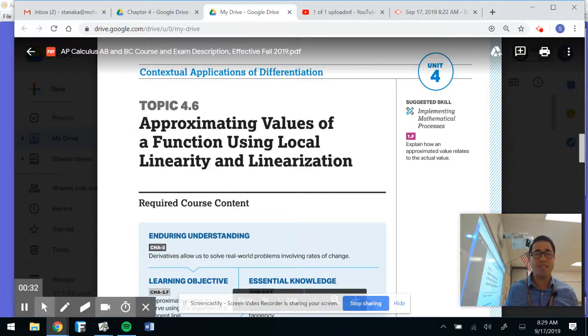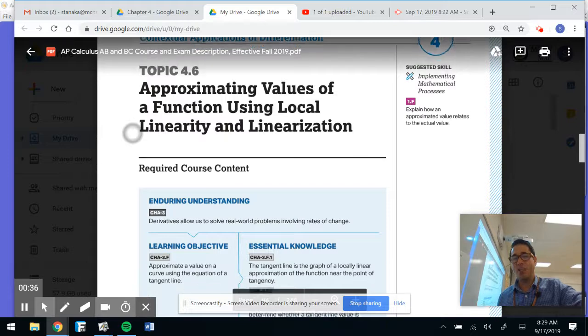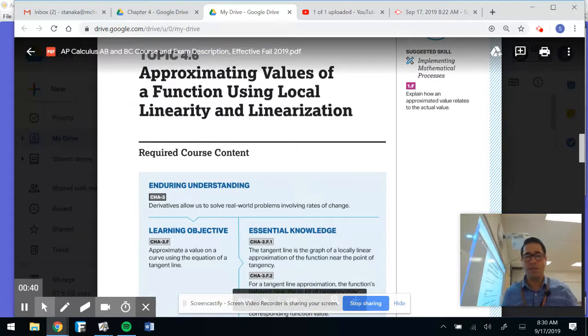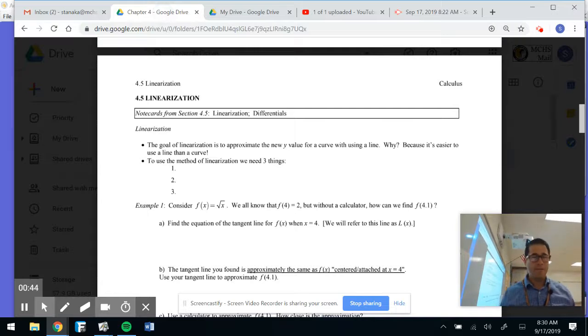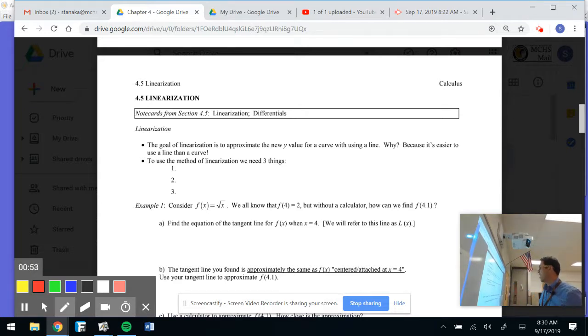All right, topic 4.6, approximating values of a function using local linearity and linearization. Look at your understanding, objective, and knowledge, and let's hit it. The goal of linearization is to approximate the new y value for a curve using a line. Using a curve can be tough, but using a line, easy peasy.